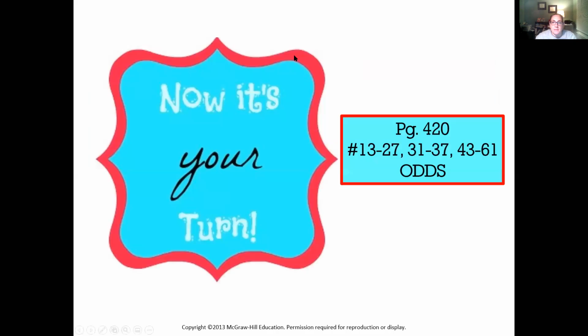And for more practice, page 420, starting at 13, different sections, 13 through 27, 31 through 37, and 43 through 61. Odds, and practice these. They will be on the next test.